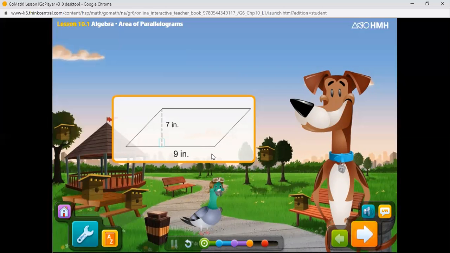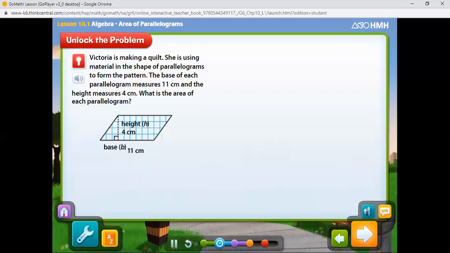Okay, now here you can see that this is a parallelogram because it has two parallel sides. As I told you before starting the video, this is called the base. The down part is called the base of the parallelogram, which is 9 inches, and this is called the height of the parallelogram, which is how tall the parallelogram is. You can see the height is 7 inches. So let's move on and see how they are solving it. Let's find the area of a parallelogram.